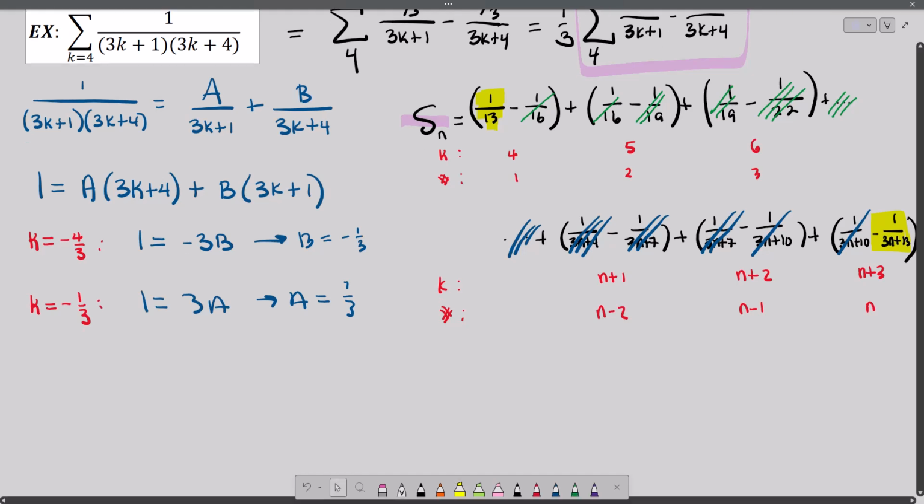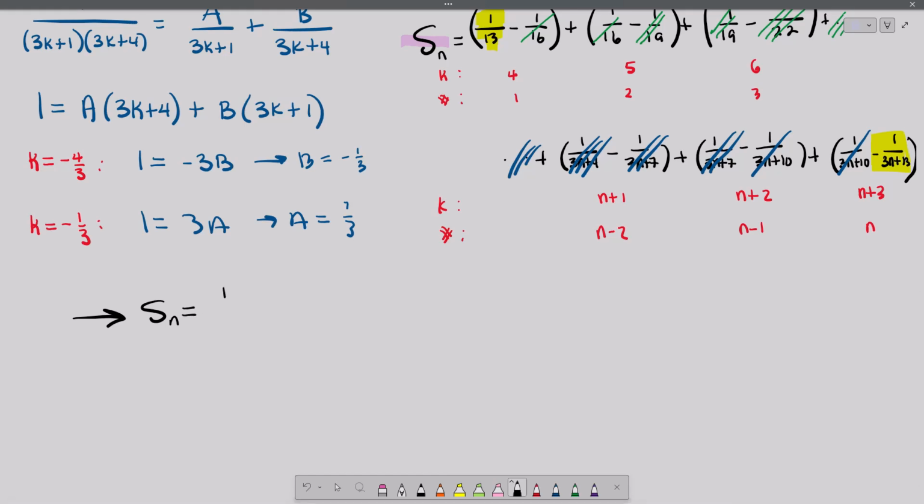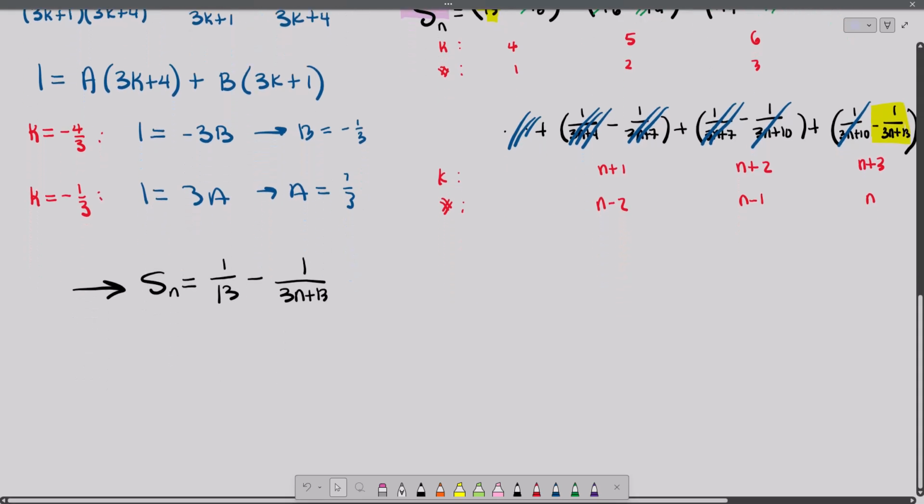So that tells us that S sub n has a formula, and the formula for it is 3n plus 13. This is just for the series part; we still have the 1/3 out in front.